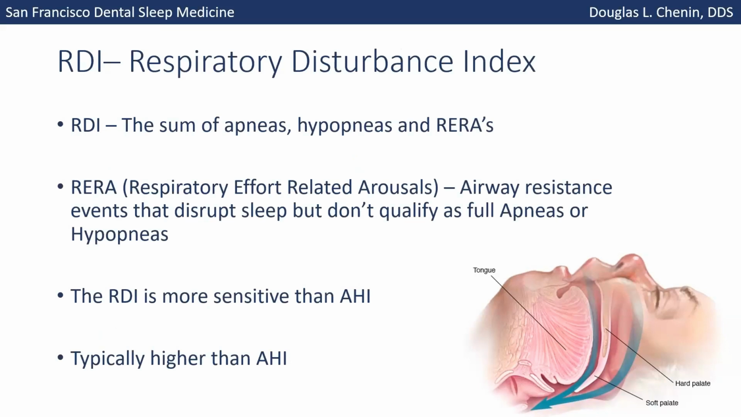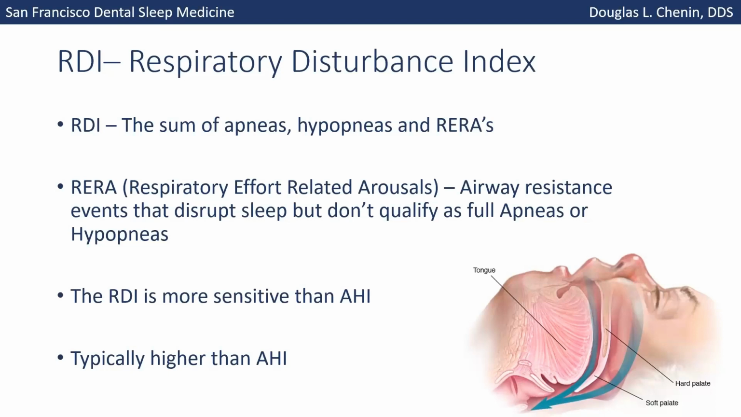The AHI is like the major events, and the RDI is another number that adds these RERAs. So it's more sensitive, but it can be used just like the AHI. It's typically higher than the AHI just because they're adding these RERA events, and it is really more of a true assessment of the disturbances. A patient sometimes only has an AHI of like 3 or 4 or 5, and they're borderline. But then you look at their RDI and it's like 15, 16. It's like, no, you're really definitive.